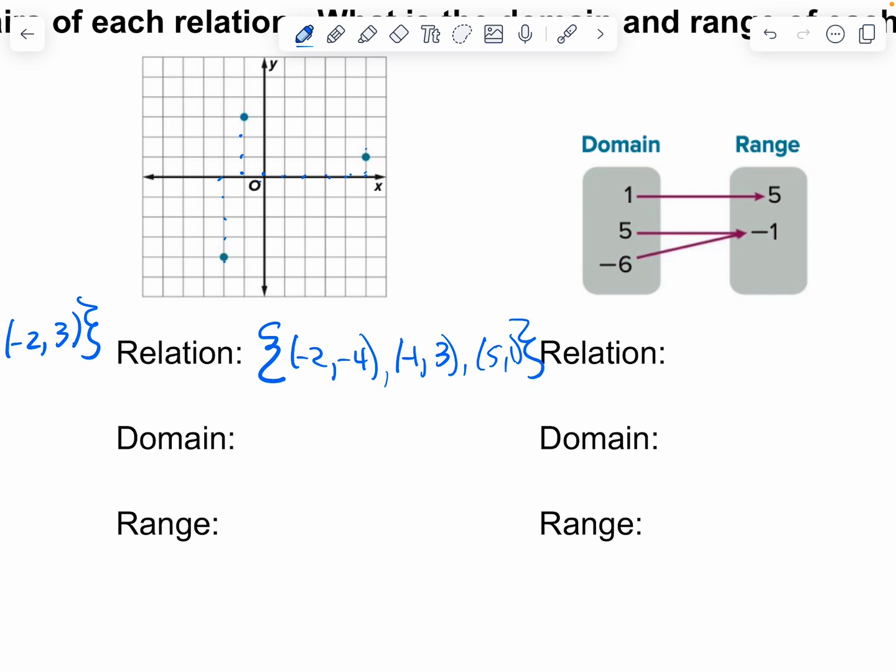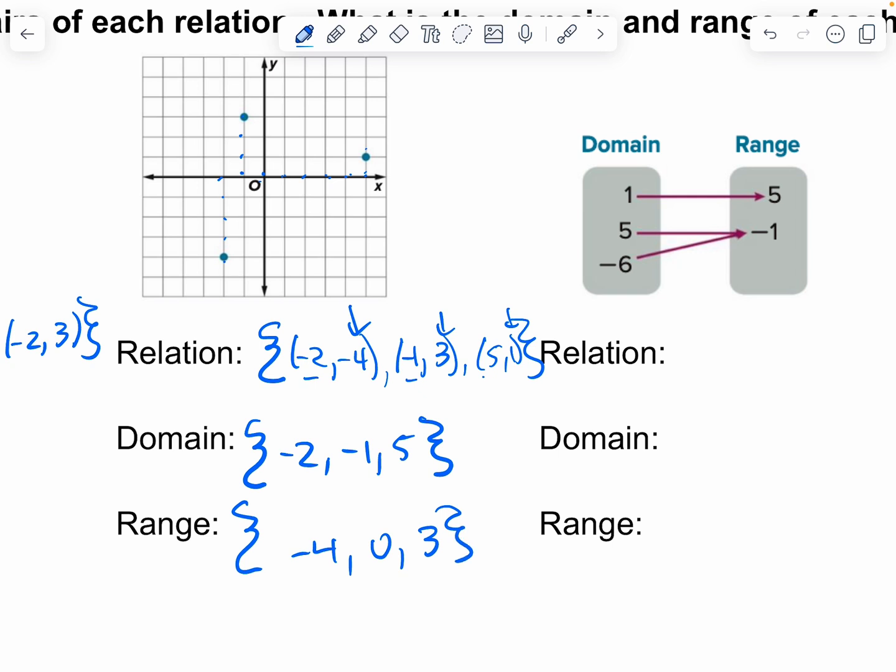And doing it that way, you automatically put the domain in numerical order. So the x values, x, x, x. So -2, -1, 5. Then my range. I look at the y values. I put those in numeric order, -4, 0, 3. Next one.